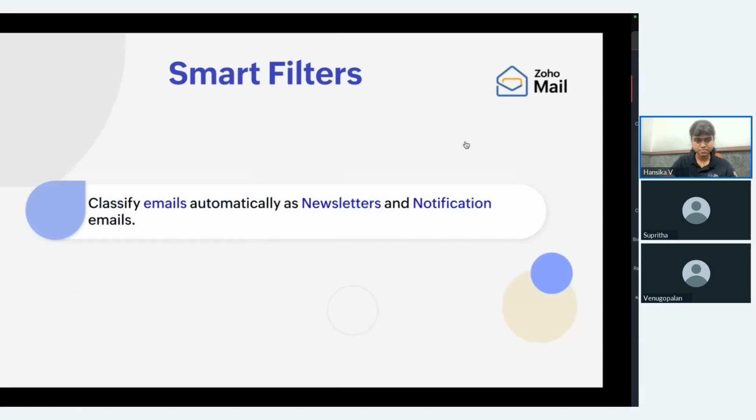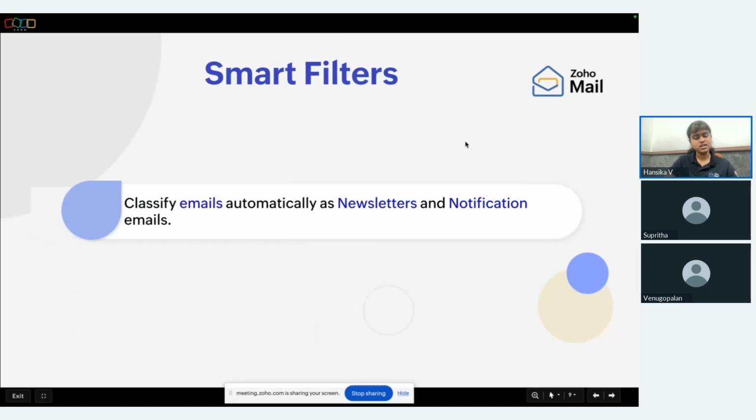Just enable this, and any emails that fall under the category of newsletters or notifications will be automatically sent to the preferred folders. So we did see the normal usage of filters and how it can be used for bulk deletion, auto upload to cloud, and the usage of smart filters.